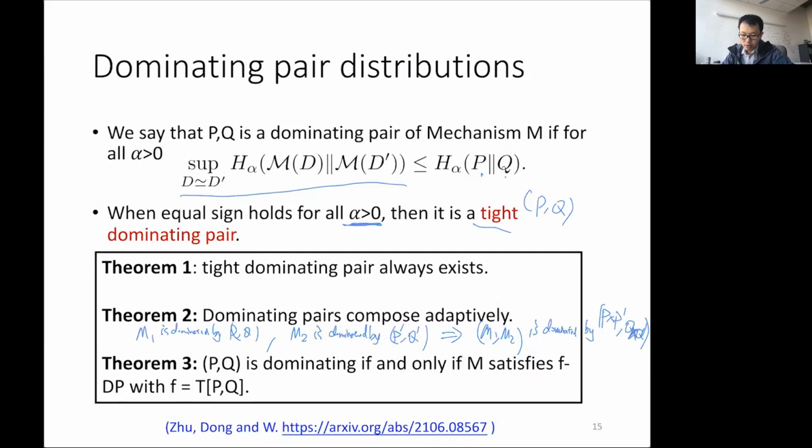So it can be shown that PQ dominates M if and only if the trade-off function that we can write down based on this PQ is also a valid lower bound for the trade-off function of M. To say it differently, if PQ dominates M, then the corresponding trade-off function that we can come up with using this particular pair of distributions PQ will be a valid trade-off function lower bound for M. In other words, M satisfies f-differential privacy.